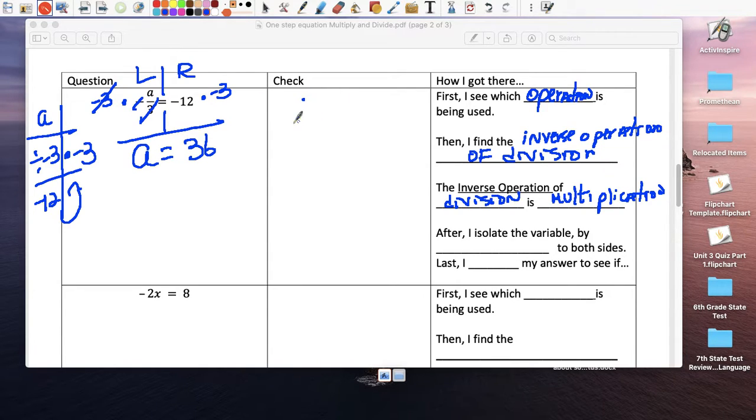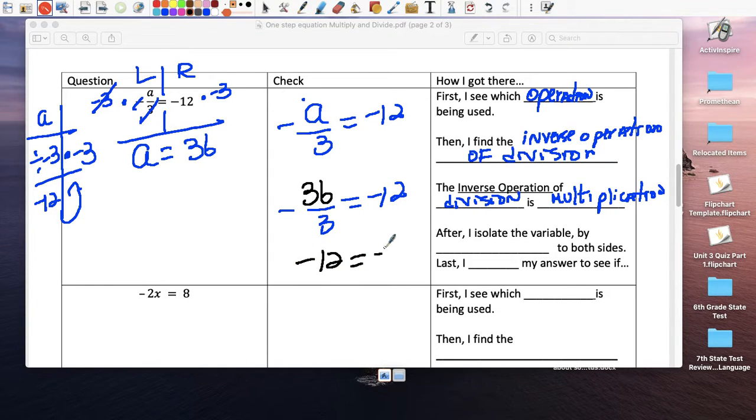Let's do our check. -12, so let's substitute. And over here, I'm going to put 36. So 36 divided by -3 is -12. So look, they're all okay.